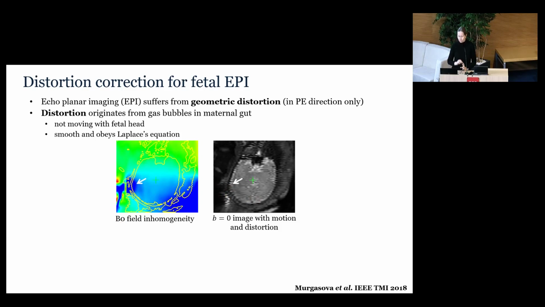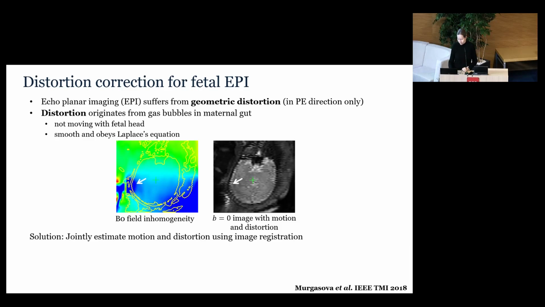Because it doesn't come from the fetal head, it doesn't move with the fetal head, and this is important to realize because it's not the same as in neonates, where the air is all around the head, or in adults, and also in the ears, and that's where the distortion comes from. In the fetus, it's all water, so it comes from outside, so it behaves differently. It will not be moving with the fetal head. It will be smooth, and it obeys the Laplace equation. What it can move with, though, is maternal breathing.